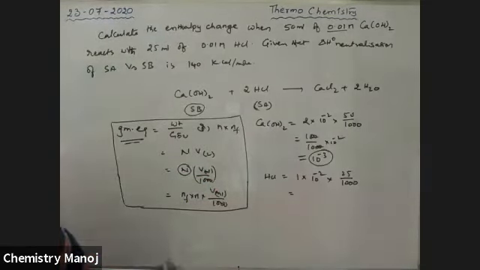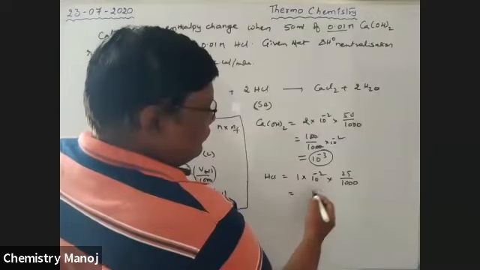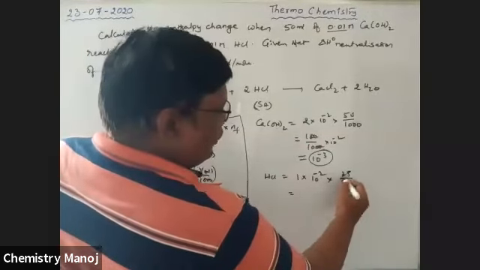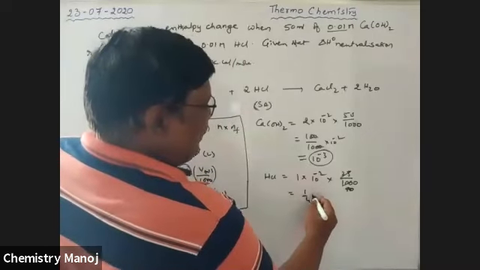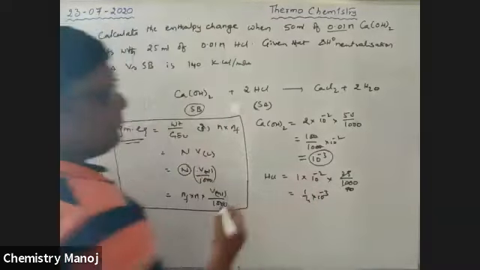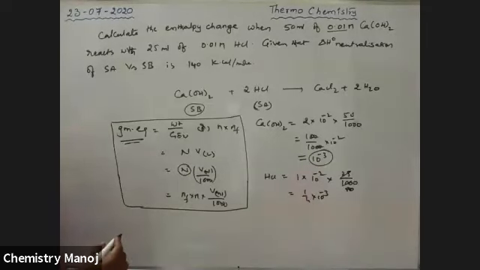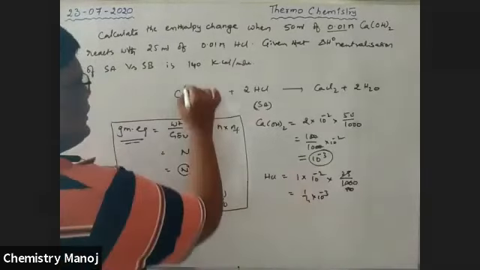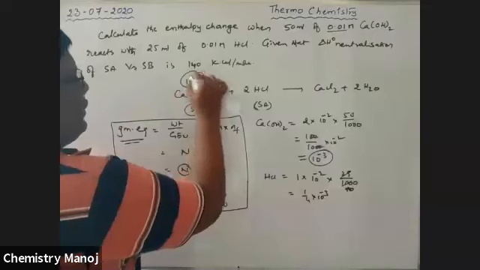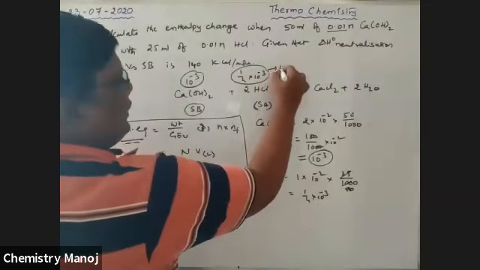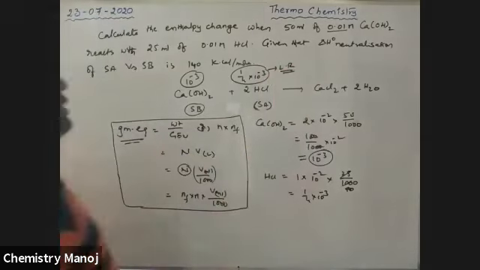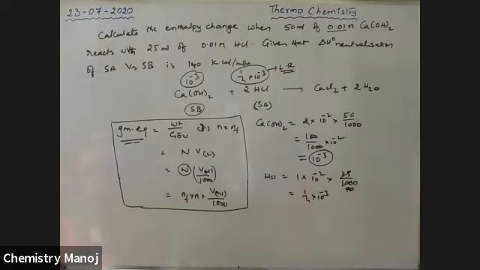That is 1 by 4 into 10 power minus 3. See boys, this is 10 power minus 3 for calcium hydroxide, and this is 1 by 4 into 10 power minus 3 for HCl. That means HCl is the limiting reagent, and our answer should be based on the limiting reagent.